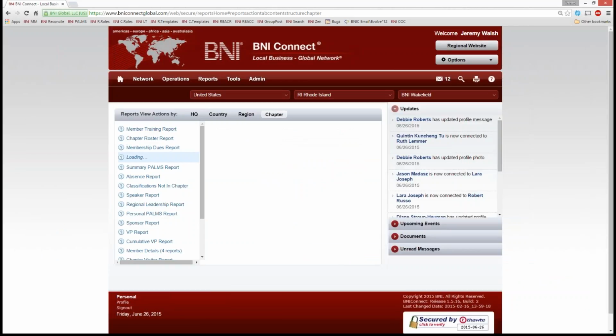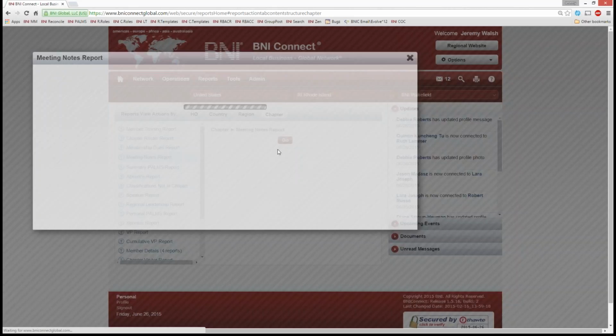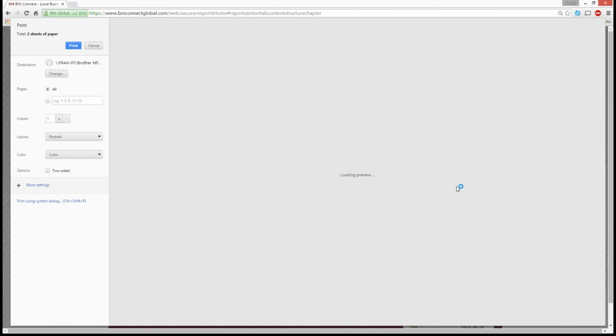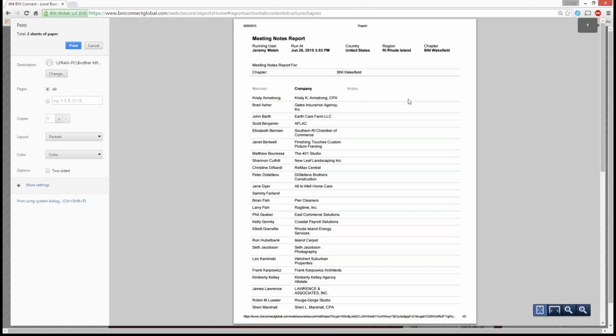All right, meeting notes report. If you're looking to increase the number of referrals given in your chapter, this is a great way to do that. All you need to do is print this out and make a copy of it for everybody in the chapter. This is really designed to allow people to take notes during the meeting.